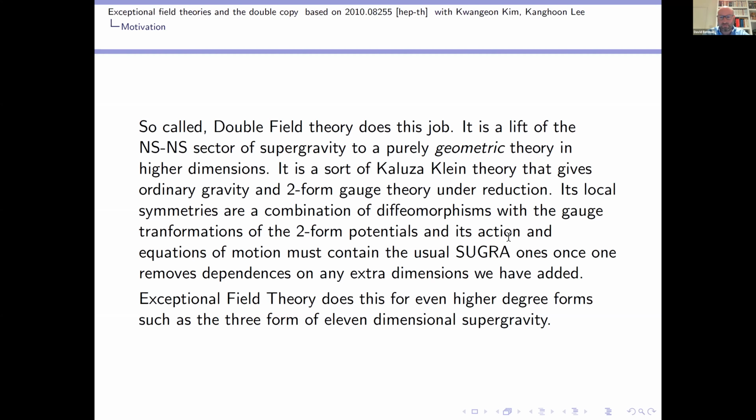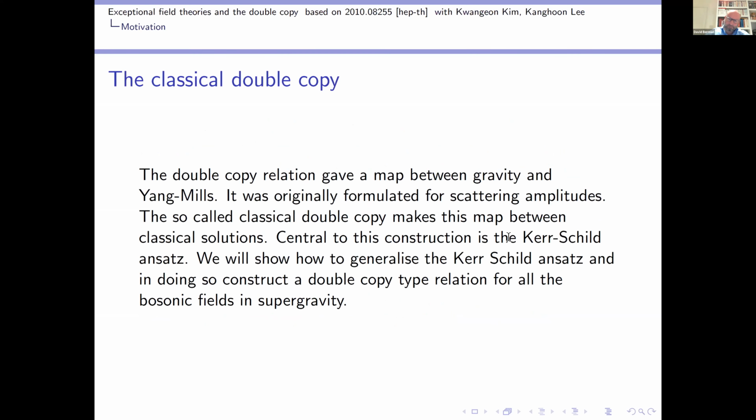So why is that relevant for this conference? Well, recently there's been this whole set of interesting works called the classical double copy, which is this interesting map between classical solutions in gravity and solutions in Yang-Mills or indeed some abelian subsector. And the bridge that allowed this to happen was this thing called the Kerr-Schild ansatz. It was a way in which you can linearize gravity and capture the non-linearities of the classical solution of gravity and show that these are actually mapped to solutions in a field theory.